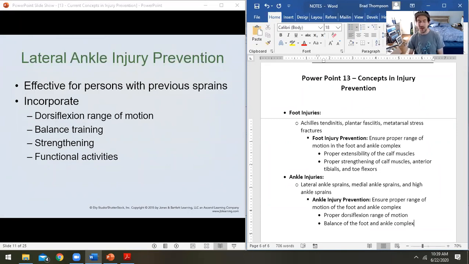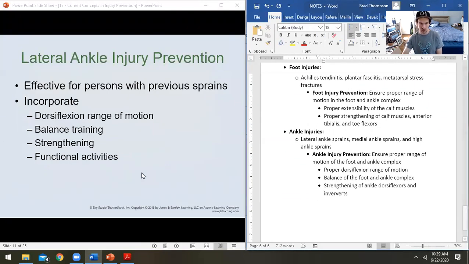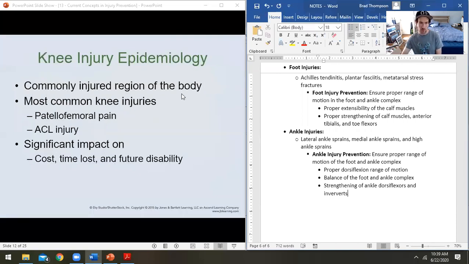Balance is going to be key. Making sure that you have proper balance, that you don't take a misstep. Strengthening of ankle dorsiflexors and inverters. You want to get good at inverting the foot, not everting the foot. And the performance of functional activities, such as core balance and reactive exercises.